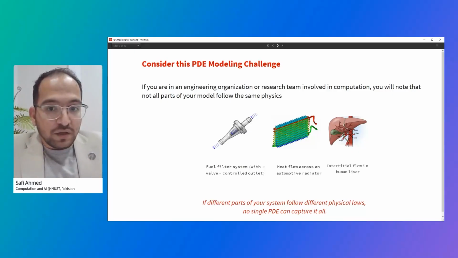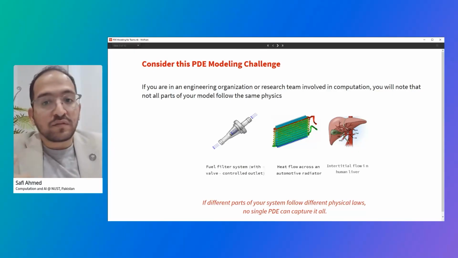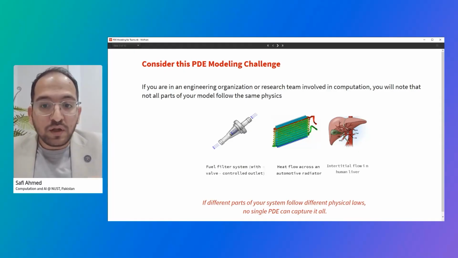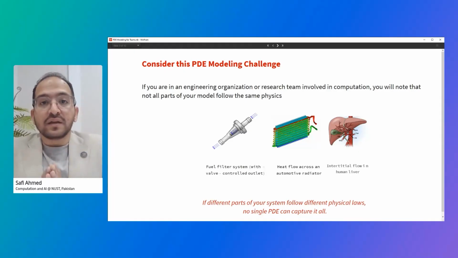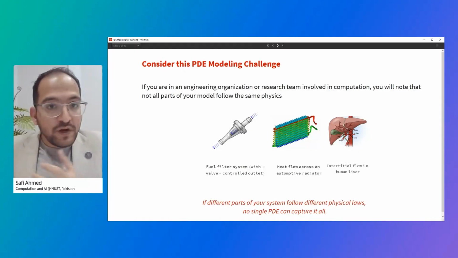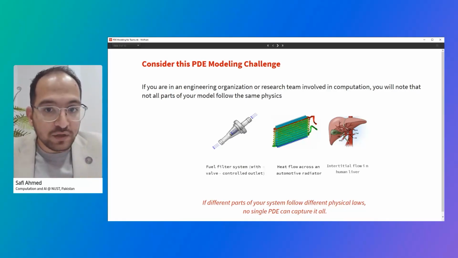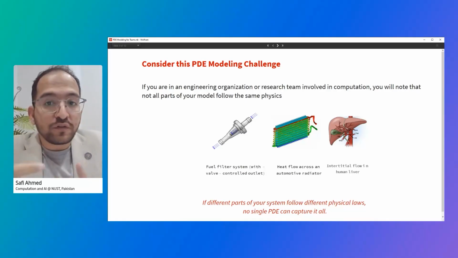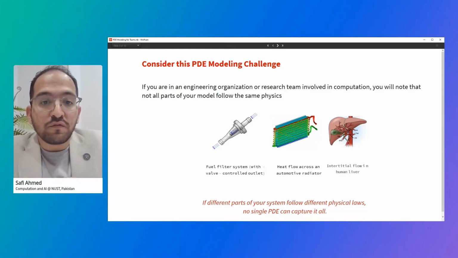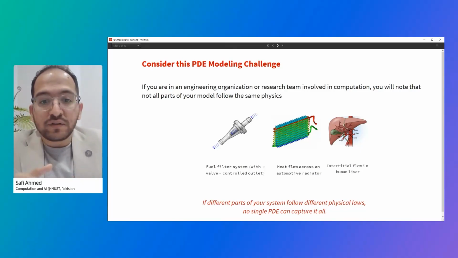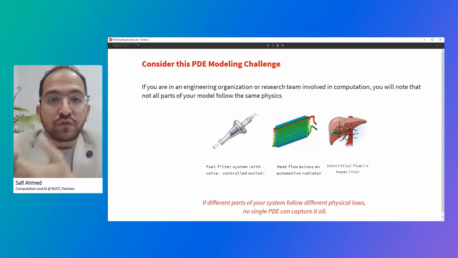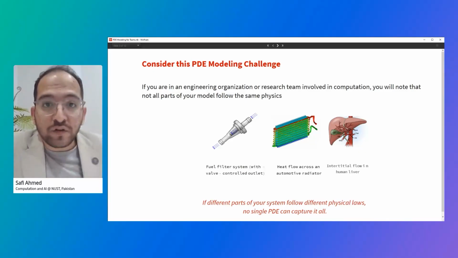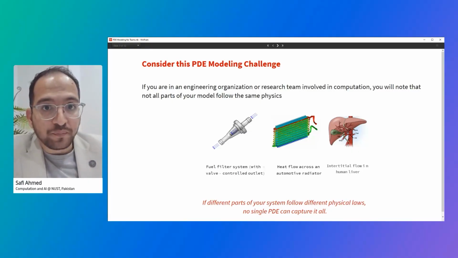Similarly, if you consider the human body, you can say interstitial flow in organs such as a human liver. These organs tend to be porous, and the flow of various bodily fluids within these organs is governed by a different set of differential equations than the flow of these fluids within the vessels. So the point here is that if different parts of your system follow different physical laws, then no single partial differential equation is going to capture it all.